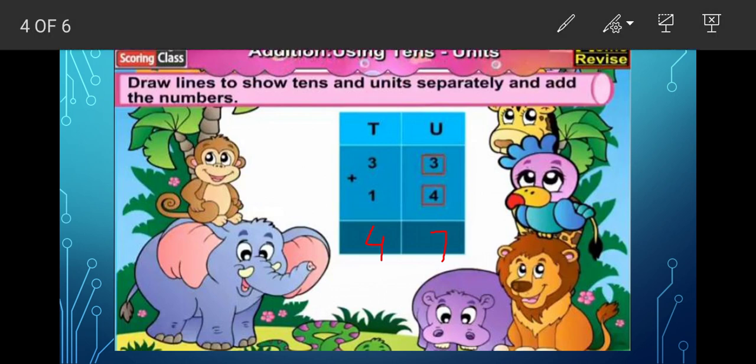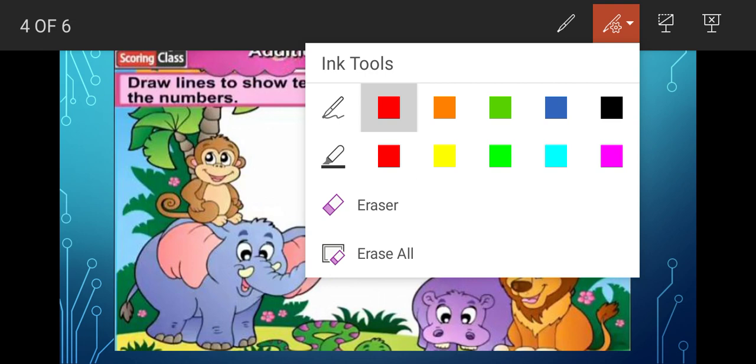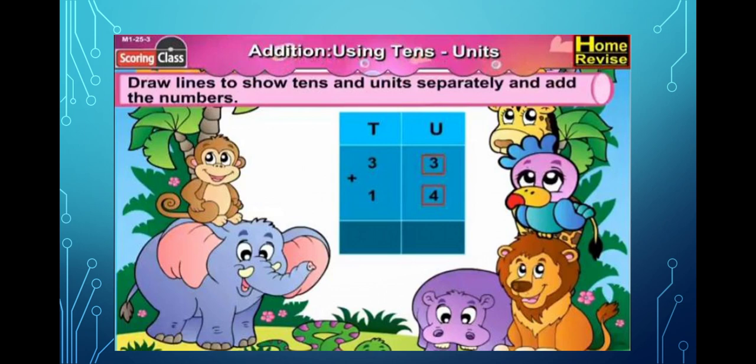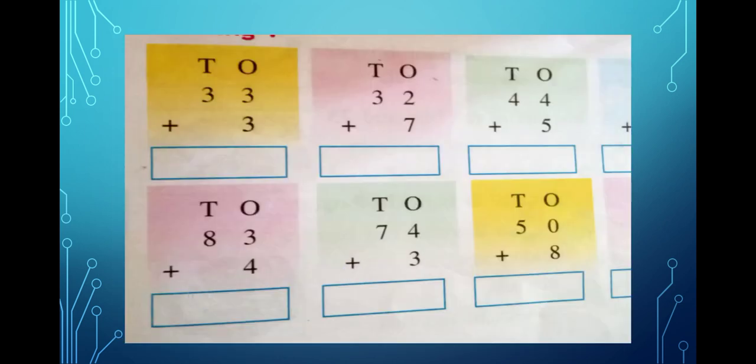Now, let me erase it. Now, let us go to some more examples that I have collected from your textbook. So, here you are going to add ones. This is from the textbook, that is why it is written here as O. O means ones and T means tens. All right. So this is ones place you have to add here.